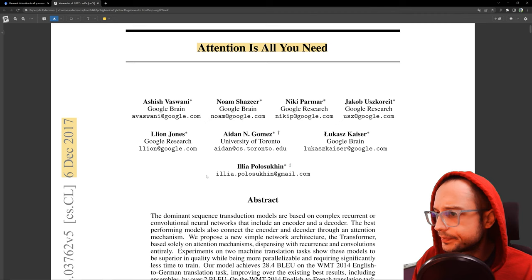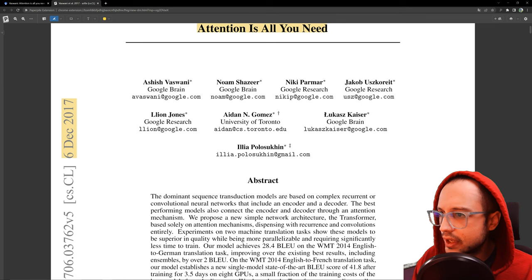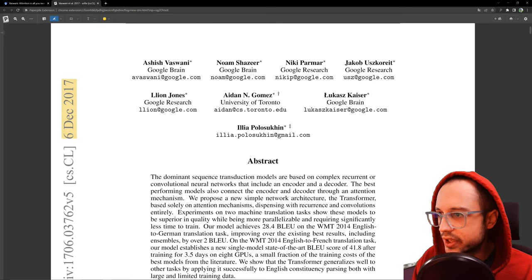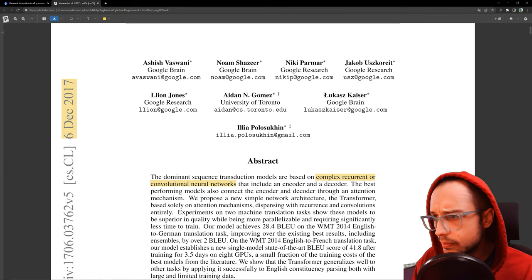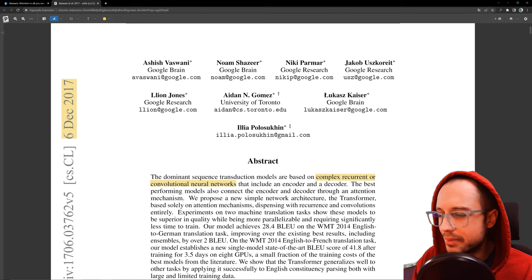All right, so let's just get right into it here. The dominant sequence transduction models are based on complex recurrent or convolutional networks. So this is basically what the state of the art was at this time, right? If you're doing language or any kind of sequence, you're using recurrent models. And if you're doing any kind of images, you're using convolutions. The best performing models also connect the encoder and decoder through an attention mechanism.